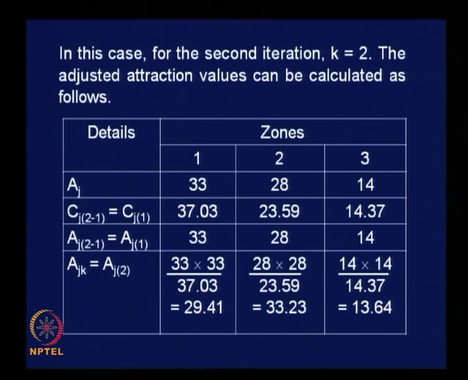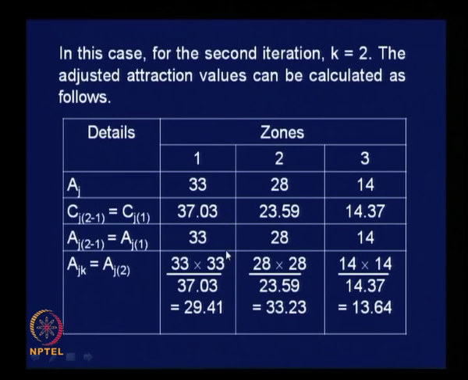Check what has happened to the previous value. We have got a calculated value of 37.03 as trip attraction for zone 1, which is much higher than the desired value of 33. This has to be reduced, okay.